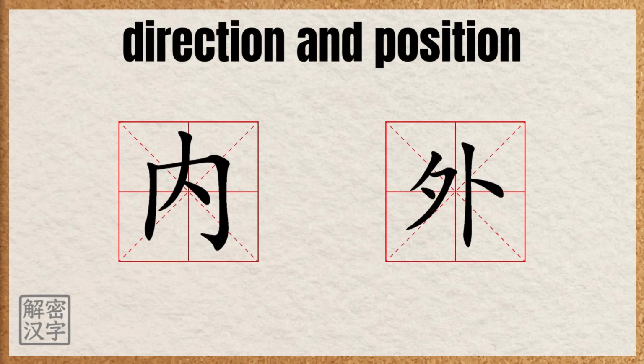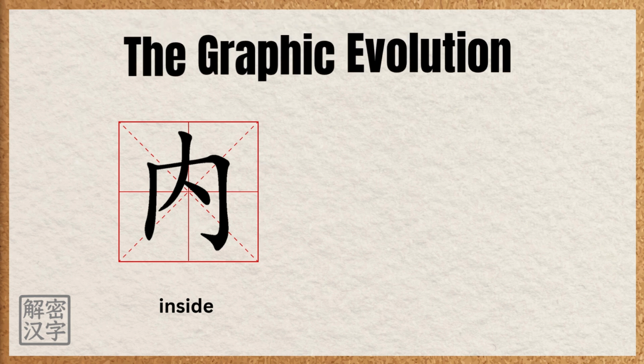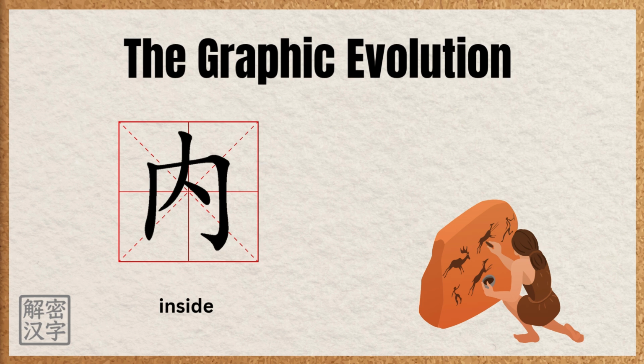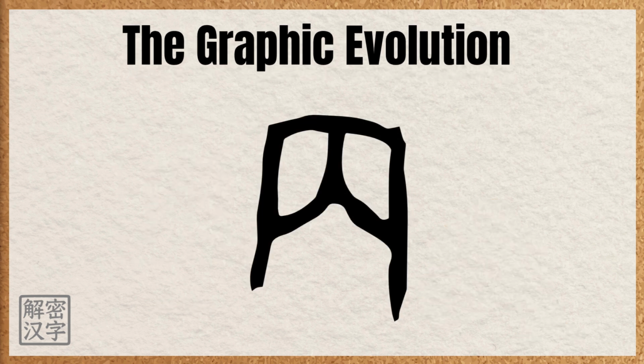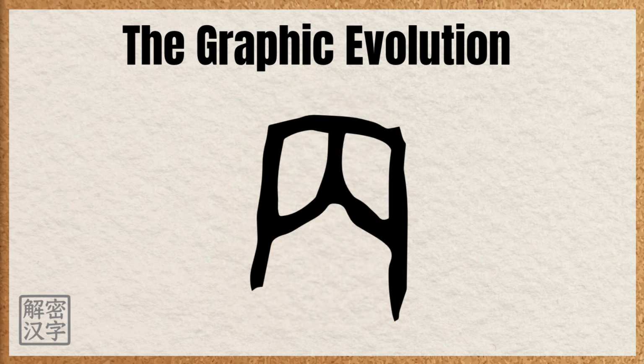In the next 2 episodes, we'll learn 2 characters related to position, inside and outside. Let's start with inside. Let's see how ancient Chinese expressed this idea in oracle bone script. Look at this symbol. It looks like a closed door, and you can see a small person drawn inside it. In that script, it conveyed the idea of inside.